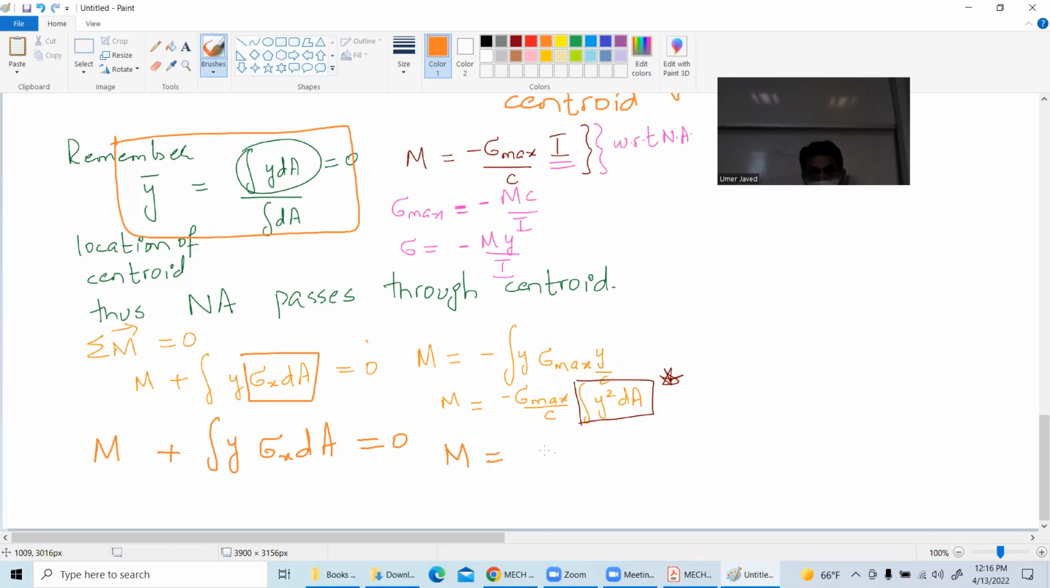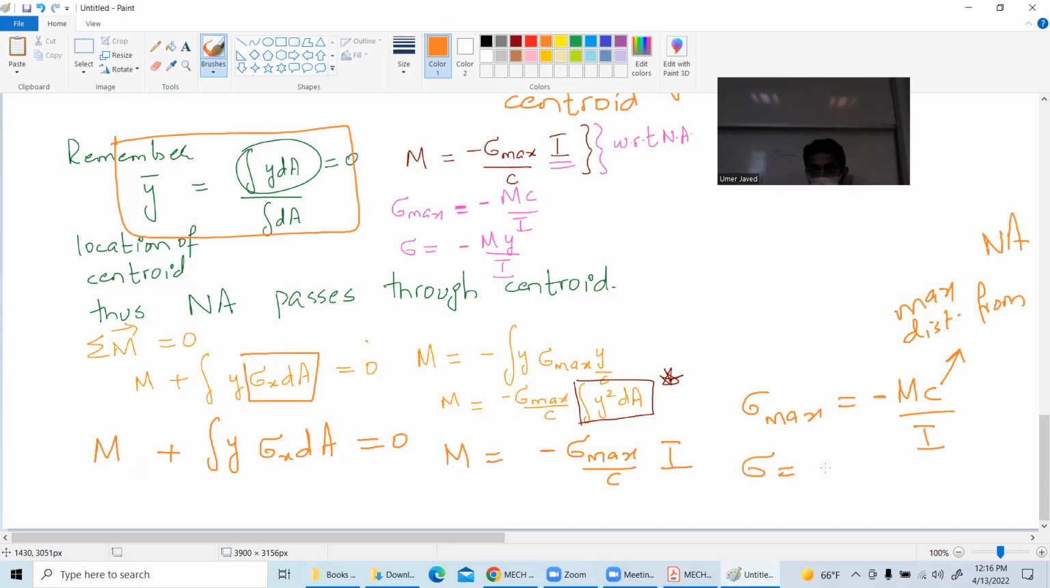So M comes out to be minus stress max over C. What is this one? Moment of inertia. So I get M is equal to, stress max equal to minus Mc over I. This is the maximum distance from the neutral axis, and stress comes out to be minus My over I. Now I know everyone is like, what on earth is happening? I will now summarize it.